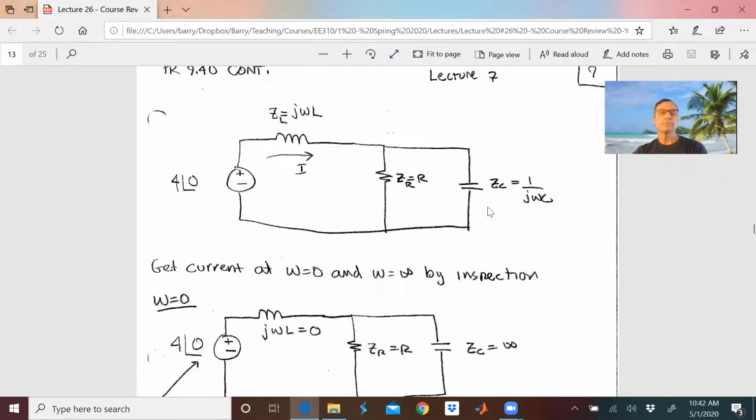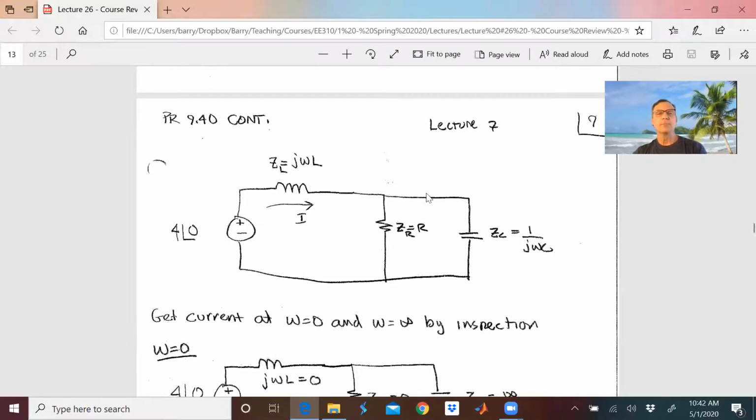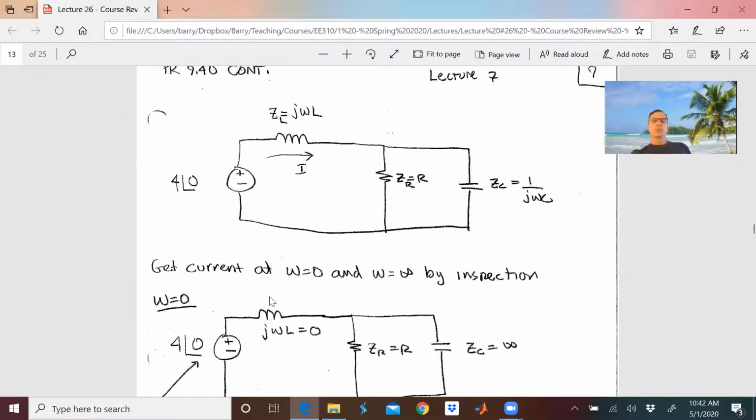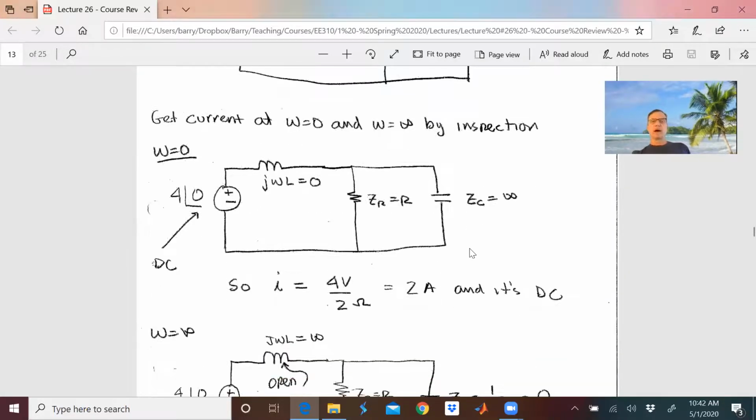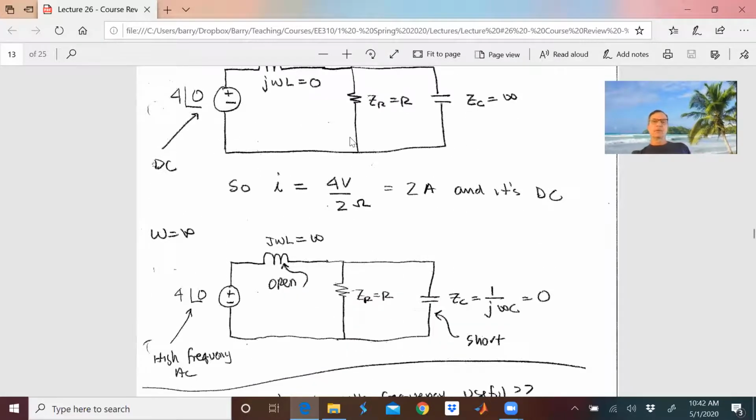So that's what we're doing here. We're just saying we can get the current at ω equals 0 and infinity by inspection. And here it is. DC, 4 volts over 2 ohms, 2 amps. And high frequency, this is an open, this is a short. Open says no current for I.